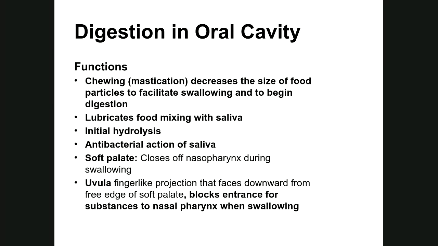All right, so when we're eating and swallowing, we close the nasopharynx with the soft palate. The uvula is a finger-like projection that faces downward from the free edge of the soft palate. It blocks the entrance of substances into the nasopharynx when swallowing.